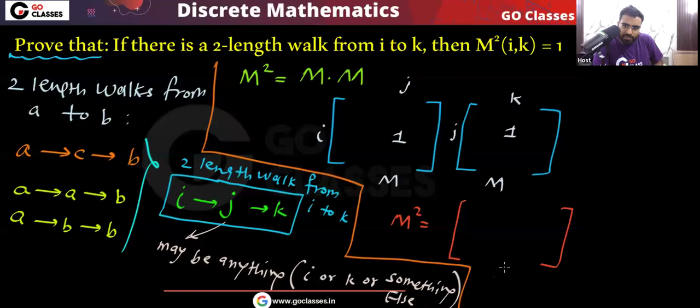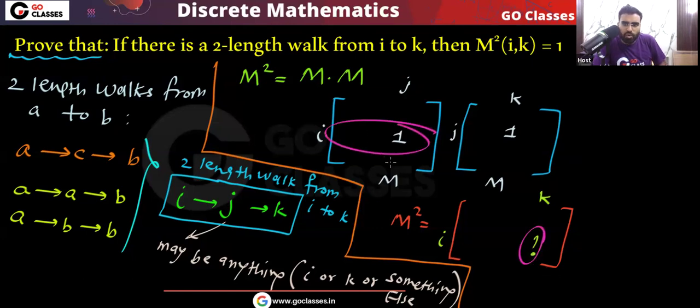When I multiply M with M, I will get M power 2. In M power 2, you tell me what will be the ik entry. I want to see what is the ik entry in M power 2. This is i, this is k. What will be this ik entry? Notice one thing: for this ik entry, the ith row and kth column will multiply.